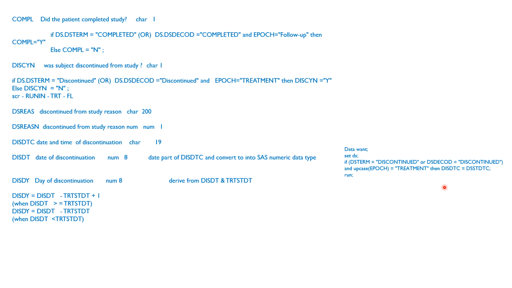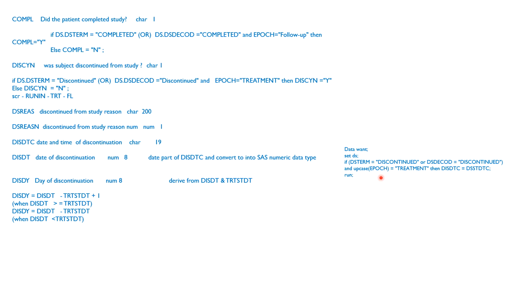Okay. So how are we going to derive this? First we need to get the DS domain data. Then if DS term equals discontinued or DS decode equals ended. Here I captured, in brackets, either DS term discontinued or DS decode equal to discontinued. DS term is the standardized code of DS decode, so both data will be the same. Here the term is called discontinued and DSDECOD is the standardization code, so either this one or this one you can use.